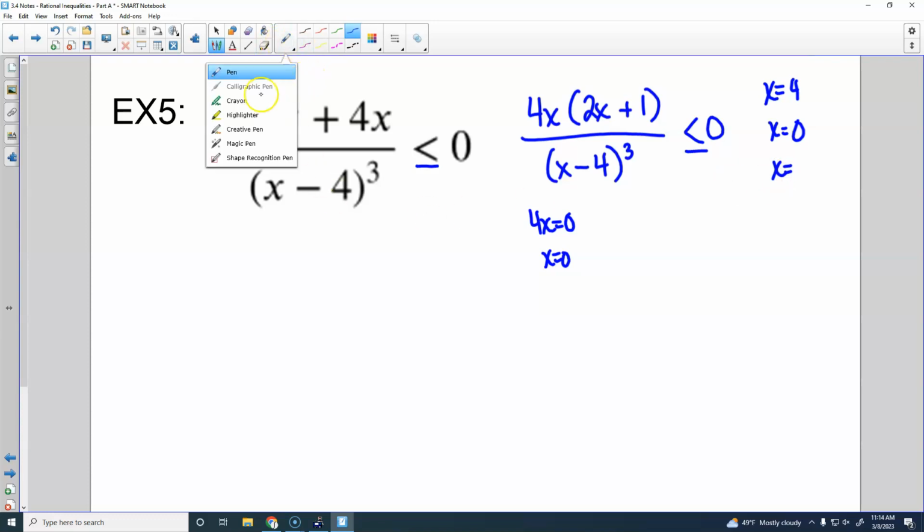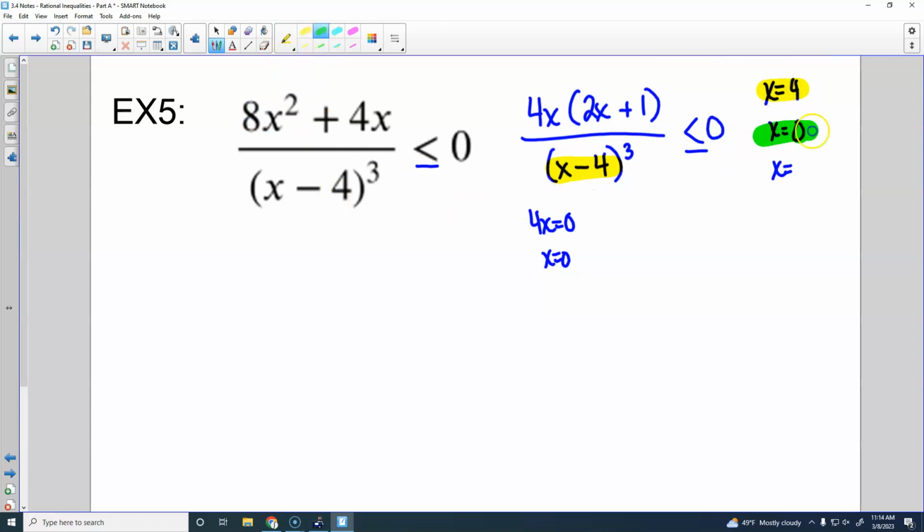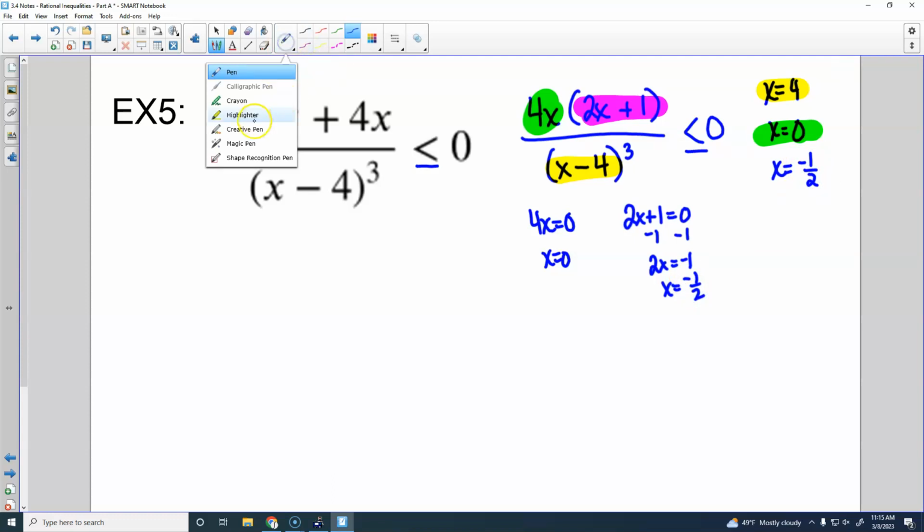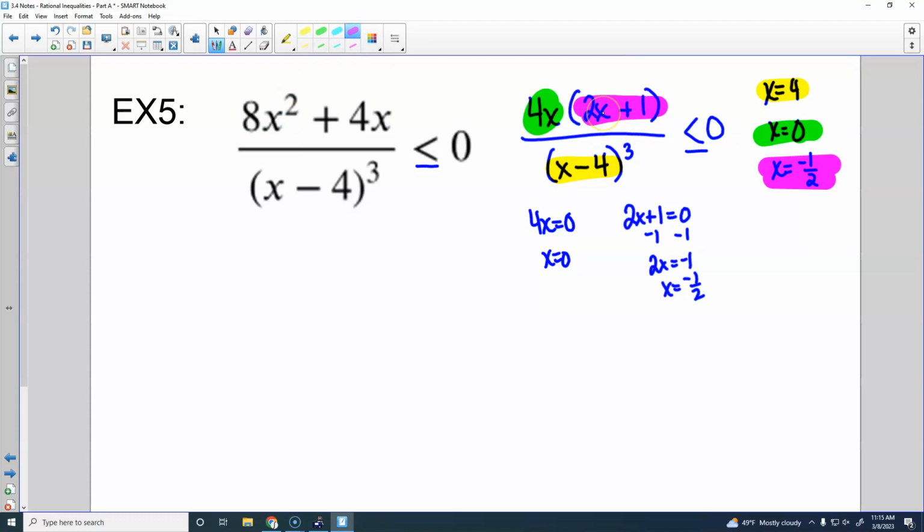Okay, so right here, the 4 came from your x minus 4. The 0 comes from your 4x. The 2x plus 1, you're going to do 2x plus 1 equals 0, and you're going to solve that. So 2x will equal negative 1. X will be negative 1/2. So whenever it's just whole numbers, we don't have to think about it as much, but when you've got that 2x plus 1, you've got to think about it a little bit more.